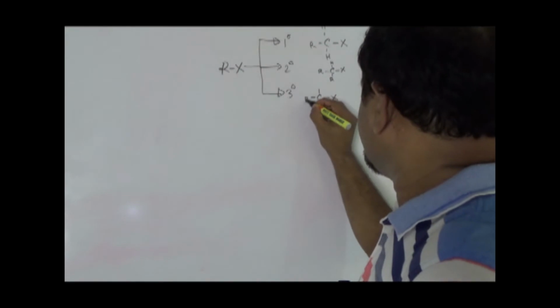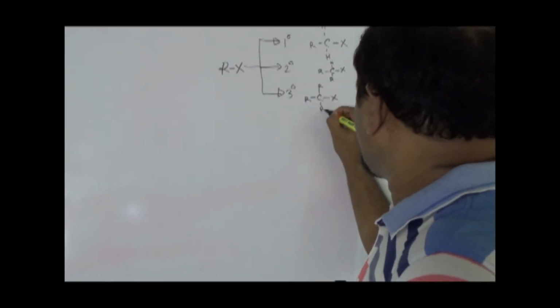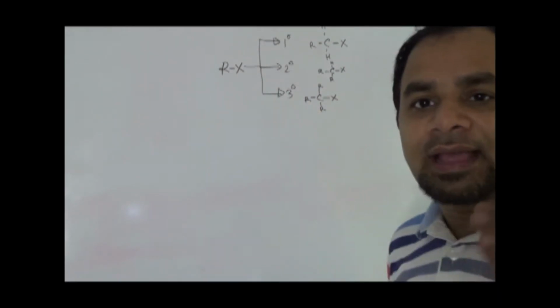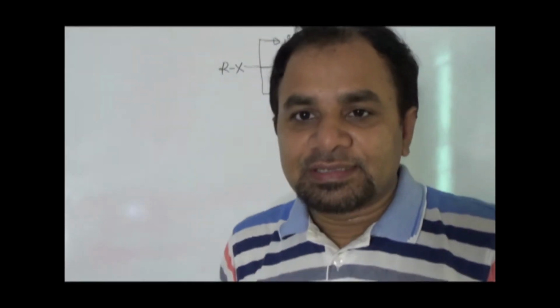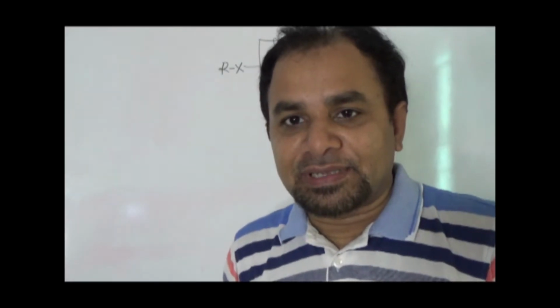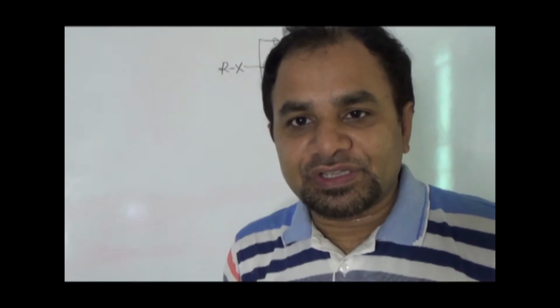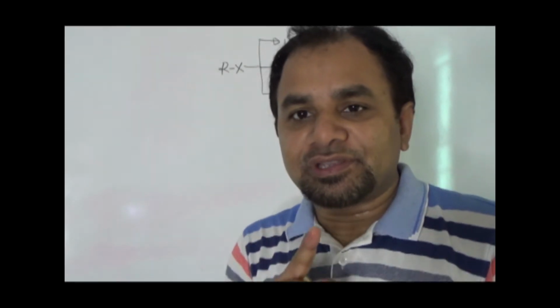Tertiary halogenoalkane, the carbon having the halogen has three R. R can be the same or different. R is here an alkyl group, I already told. This can be C3H7, C2H5, CH3, like that. And halogen means here chlorine, bromine and iodine.